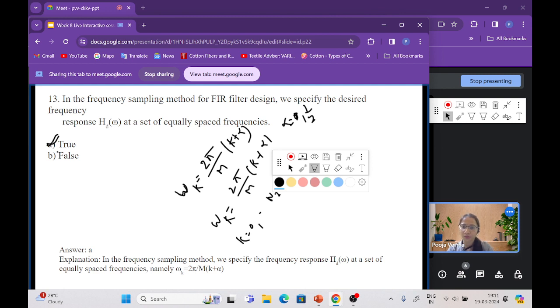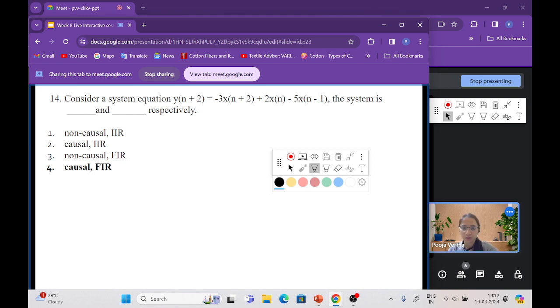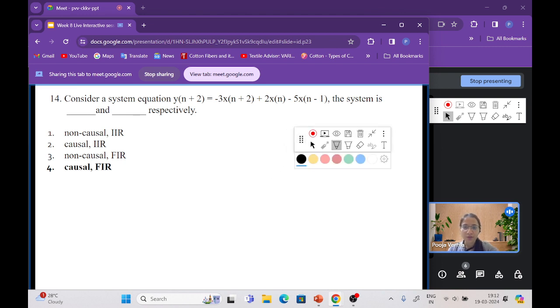Okay. So moving to the next question. Consider the system equation y(n plus 2) is equal to minus 3x(n plus 2) plus 2x(n) minus 5x(n minus 1). The system is ___ and ___ respectively. Option A is non-causal or IIR filter. Option B is causal IIR filter. Option C is non-causal FIR filter, and option D is causal FIR filter.